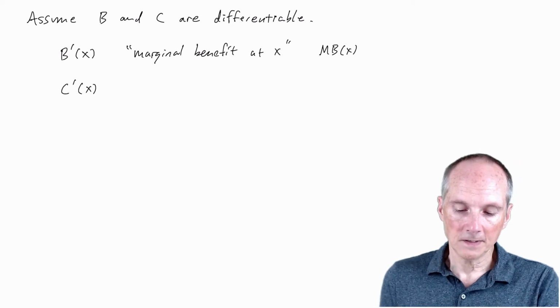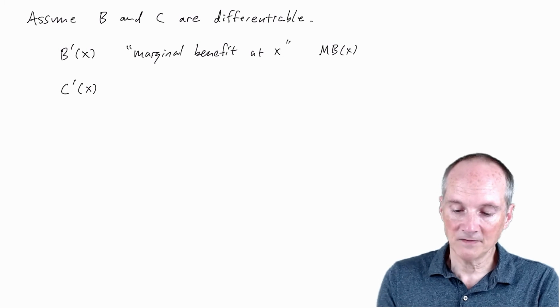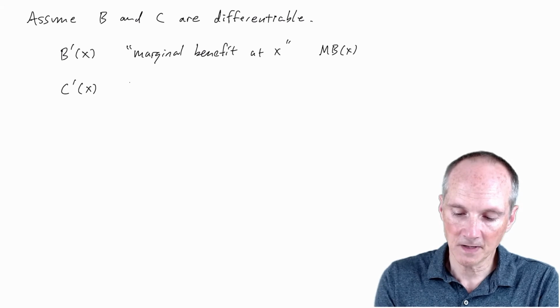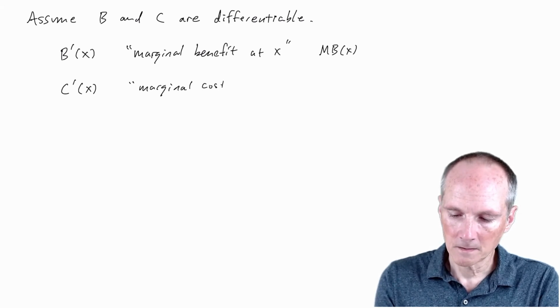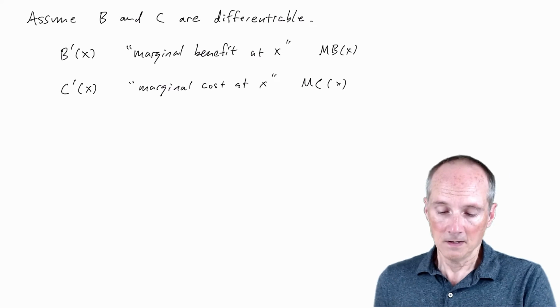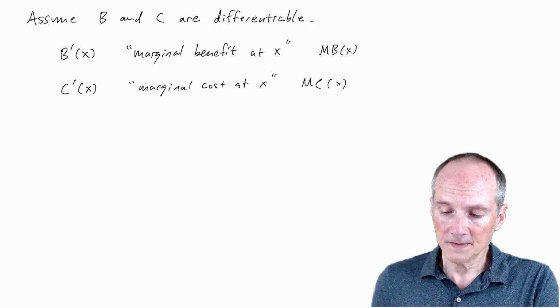Cost is the same convention, so C prime will be the derivative of the cost function. We call that the marginal cost at x, and we might use this MC notation for that.